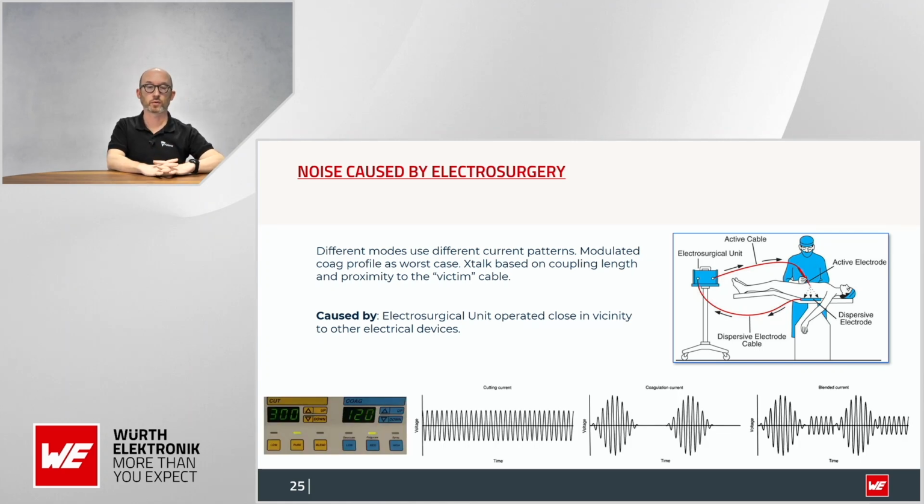And there's different profiles of current used in this procedure. There's a cutting current with a continuous waveform, and there's a coagulation current with a modulated waveform. The frequencies usually are in a couple of hundred kilohertz up to 2 megahertz. That's well above the frequency where neuromuscular activity is induced. And there's also blended current, which is a mixture of these modulations.